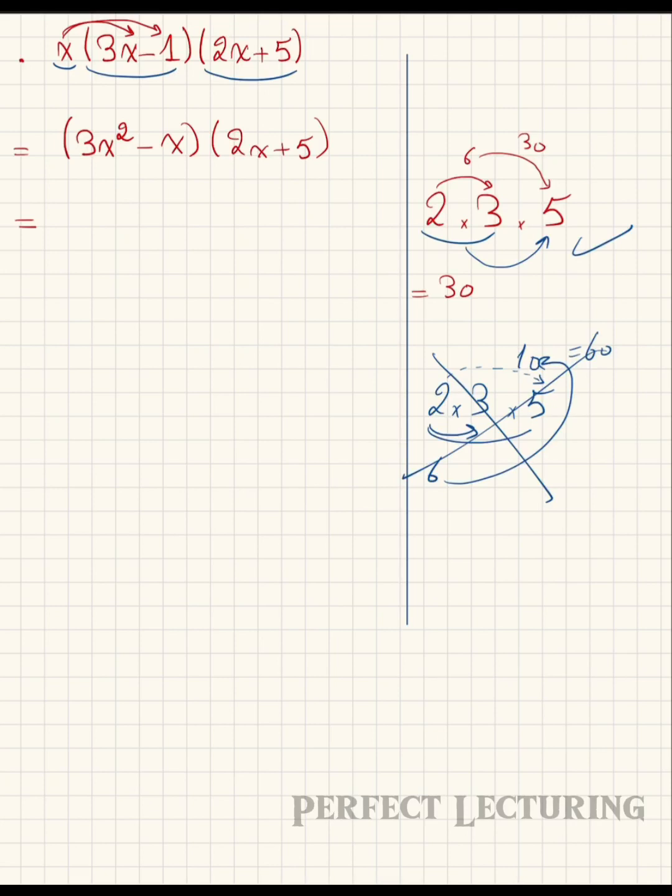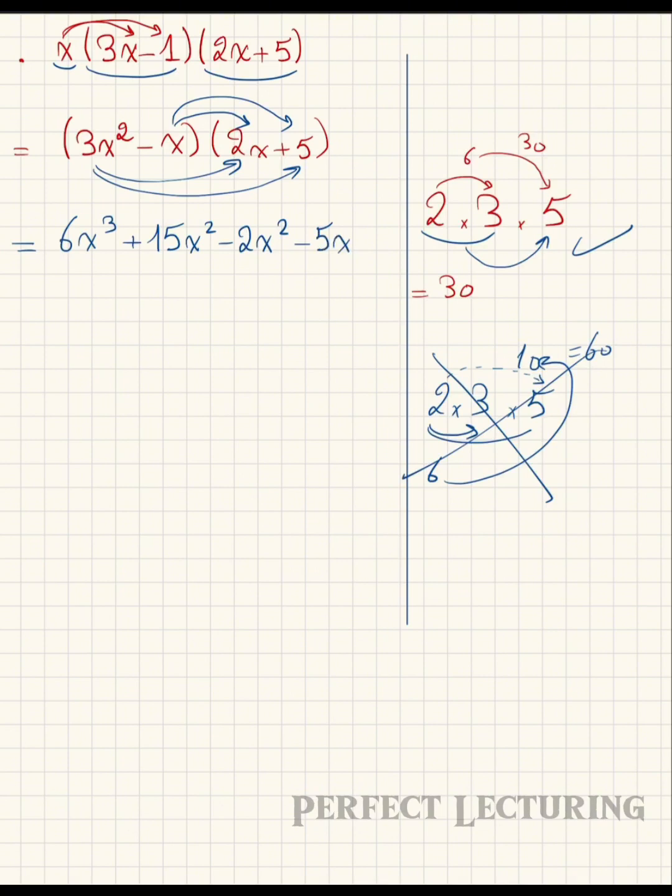So now 3x to the power of 2 times 2x is 6x to the power of 3, 3x squared times 5, that is 15x squared. Then negative 1x times 2x, that's a negative 2x to the power of 2. And finally, negative x times 5, that is a negative 5x.